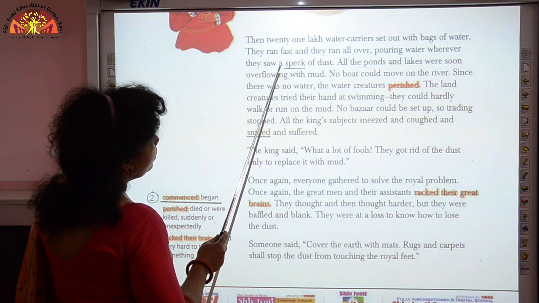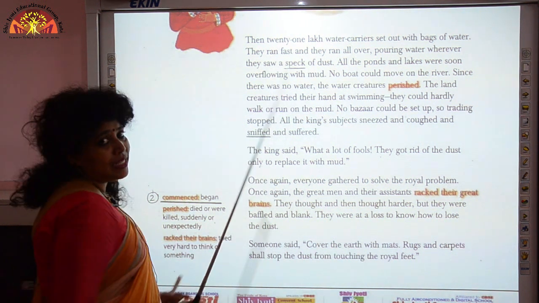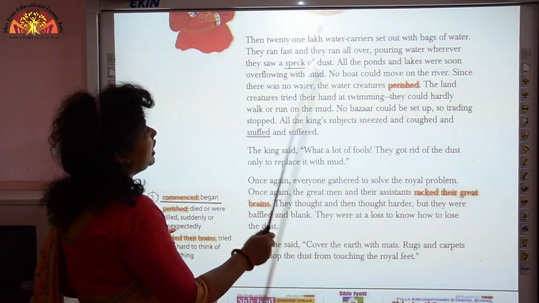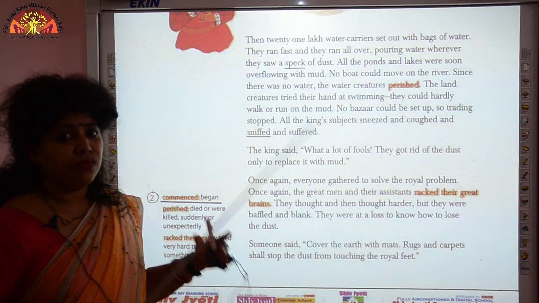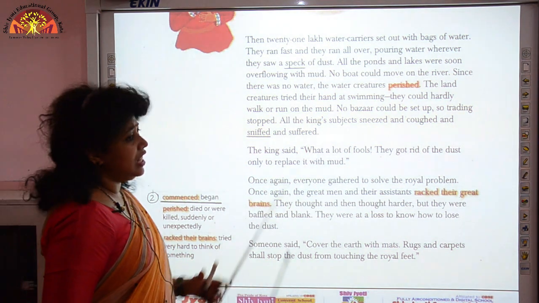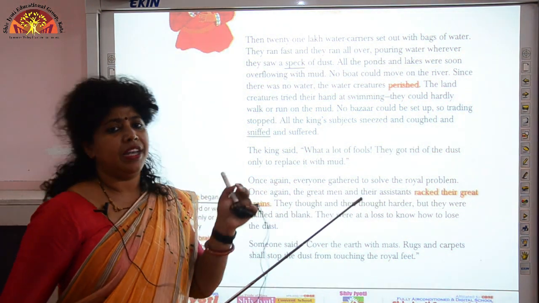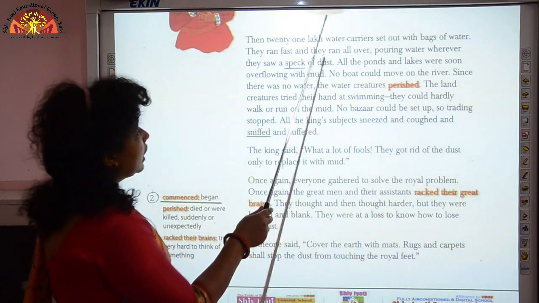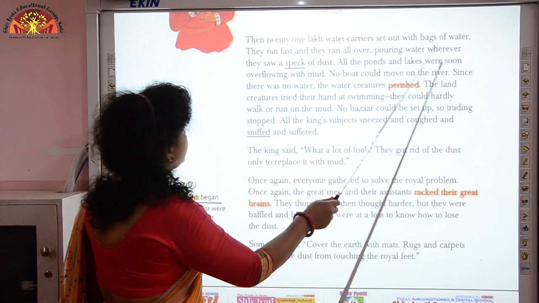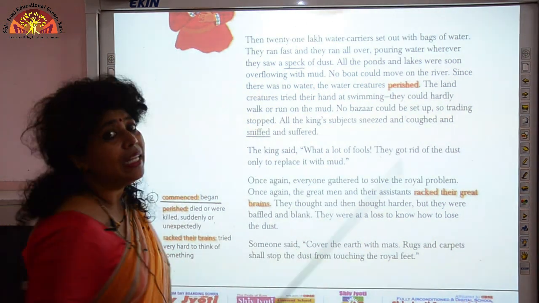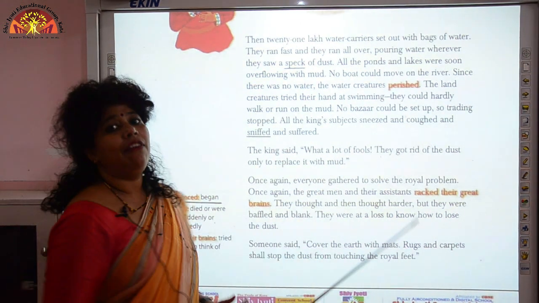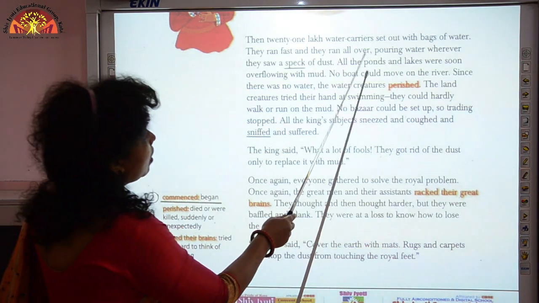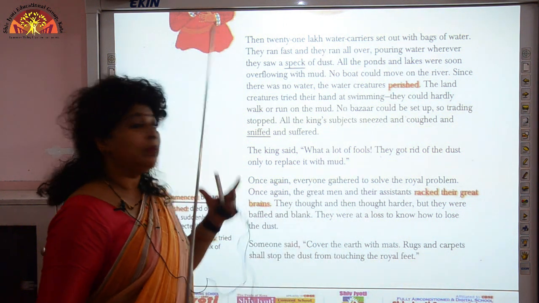Please underline your new word speck. Speck means a very tiny or small particle. So these water carriers carried out their work seriously. Wherever they saw dust, even a small particle of dust, they cleaned the area with water. Now all the ponds and lakes were soon overflowing with mud. Earlier, ponds and lakes were filled with water. But because of the cleaning of dust, now ponds and lakes were filled with mud.